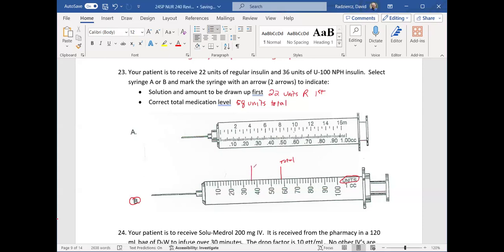And then I'm going to draw kind of like one of these. And then just indicate that this is regular. And then I'm going to indicate that this right here is my NPH. It's NPH, right? Yeah. So if I'm marking the syringe, this is how I'm marking it. Regular is between 36 and 58. So the 22 units of regular. And then the 36 units of NPH is between 0 and 36.